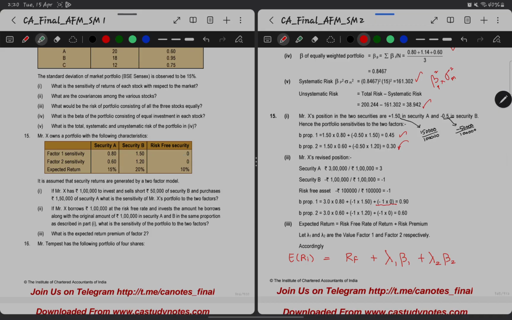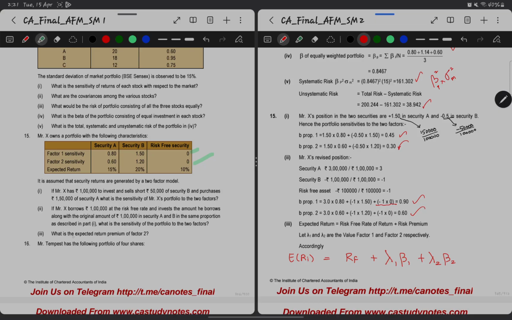So in case of factor 1, the risk-free security's beta is 0, and it is obvious that since it is risk-free, there will not be any sensitivity towards the market return, as the risk itself is 0. Now the same thing, the sensitivity is 0 in case of the first one, and even in the second factor the sensitivity is 0. So considering that, the beta is 0.9 in case of factor 1 and 0.6 in case of factor 2.